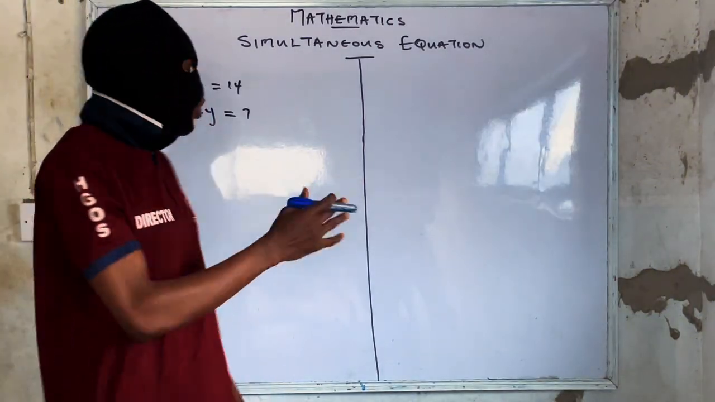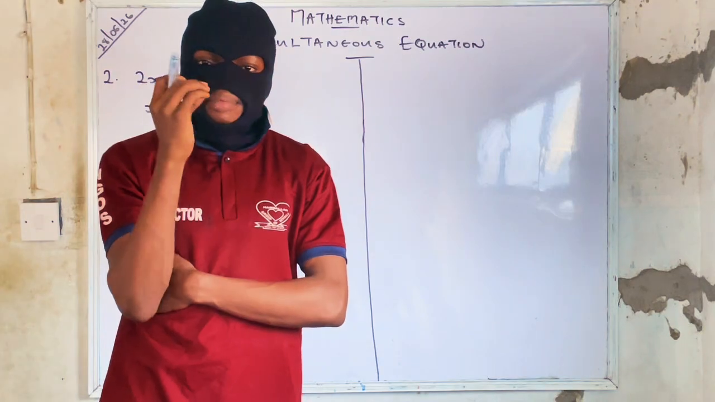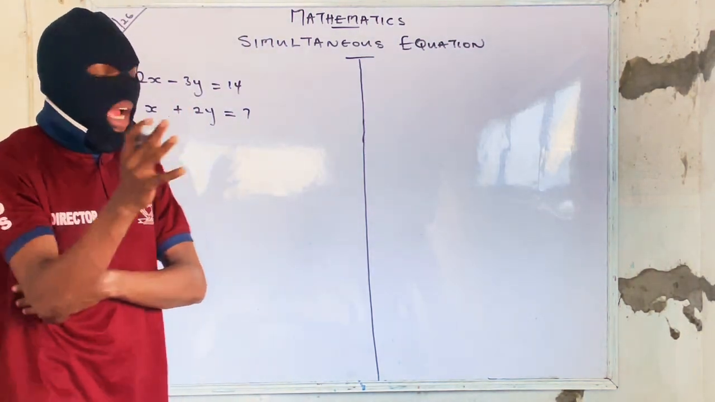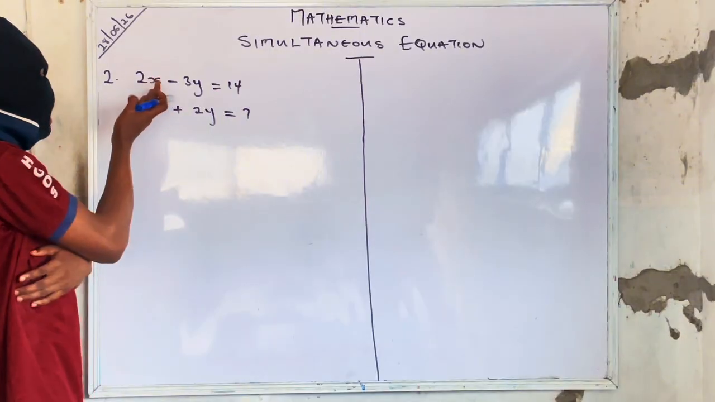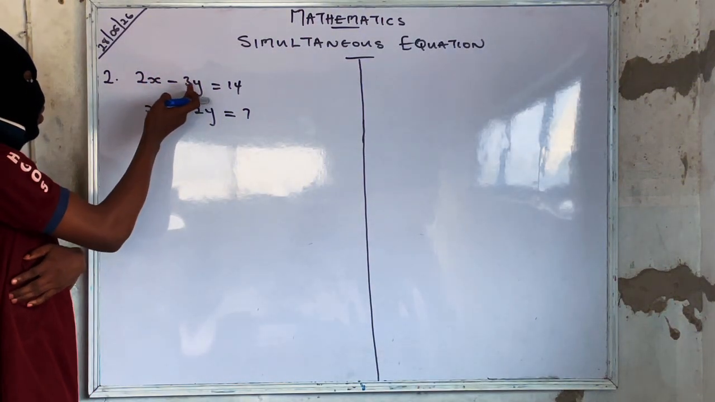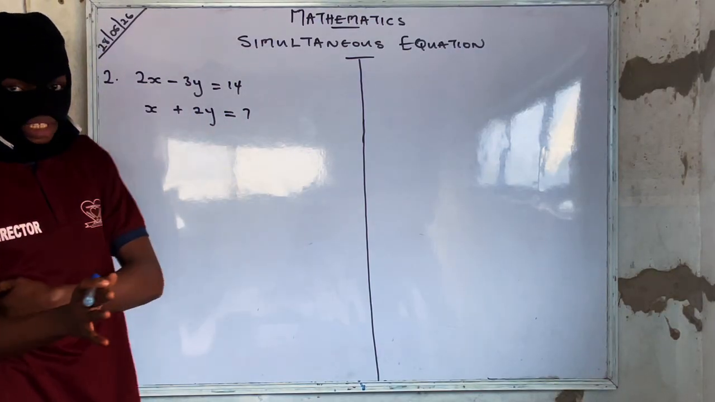Now, look at number 2 questions. There are some cases that you won't have the same coefficient of unknown variables in both equations. If you look at this, the coefficient of x here is 2 and coefficient of x here is 1. Coefficient of y here is 3, coefficient of y here is 2. Don't worry, it is very simple.